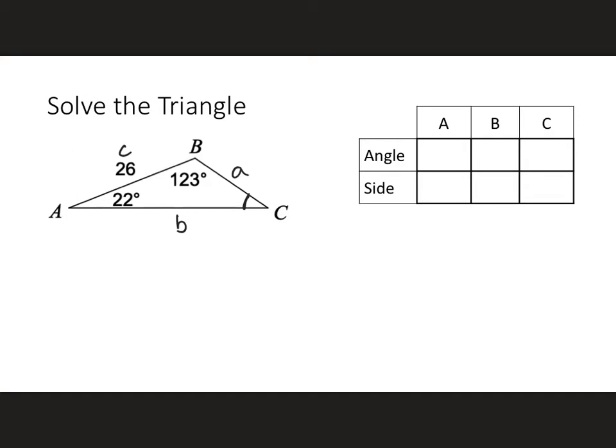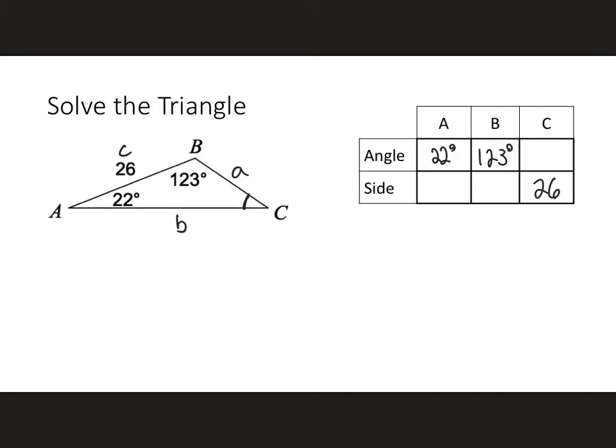So angle A is 22 degrees. Angle B is 123 degrees. And side C is 26 units. We don't know what the unit is, so we'll just leave it as 26. All right. Now looking at this, we don't have any column where the numerator and the denominator are filled out, so we can't use law of sines quite yet.